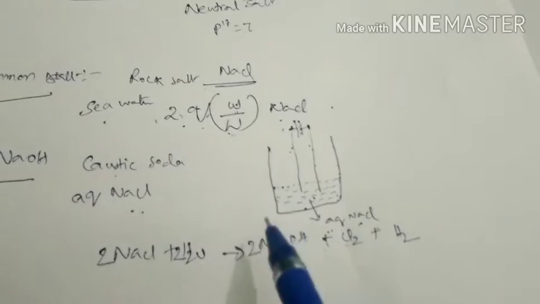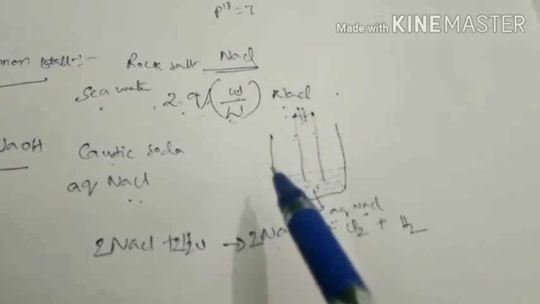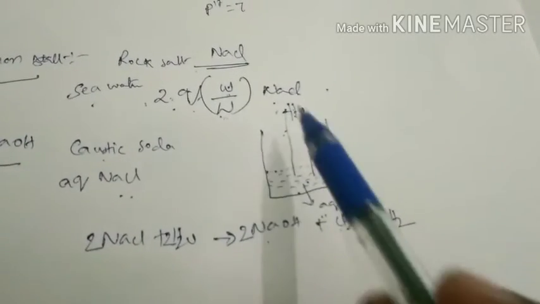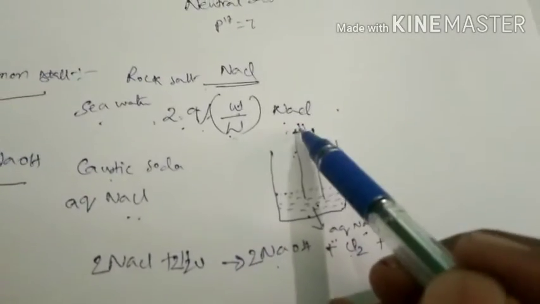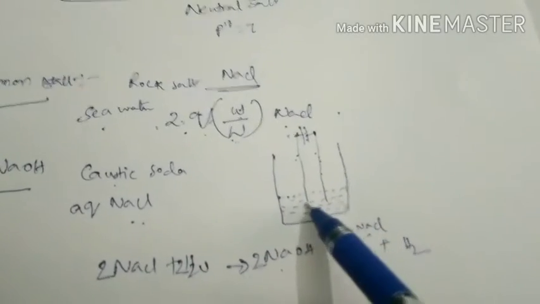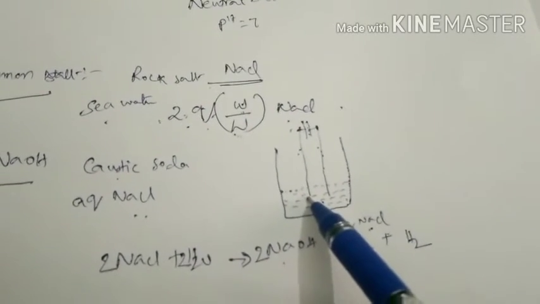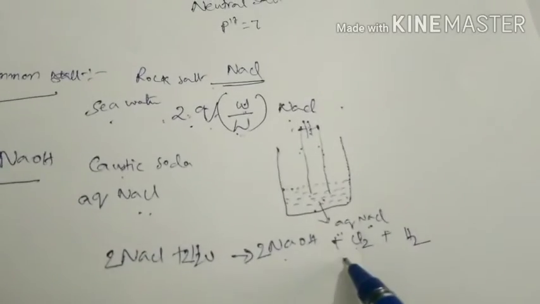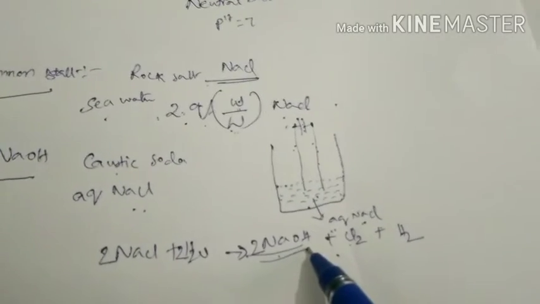That is, the electrolysis setup. Electrolysis contains an electrolytic cell, electrodes, battery and electrolyte. When we pass electricity through the battery, that electricity passes through the electrodes and finally through the electrolyte, then the reaction takes place. That reaction is like this. Finally we get sodium hydroxide.